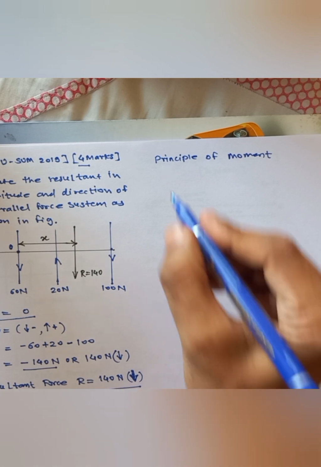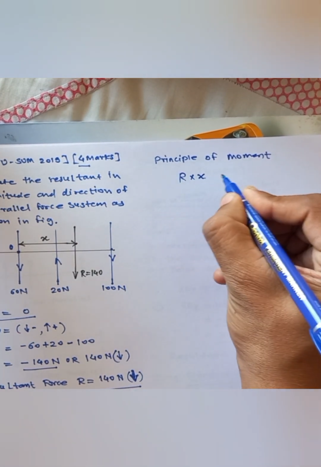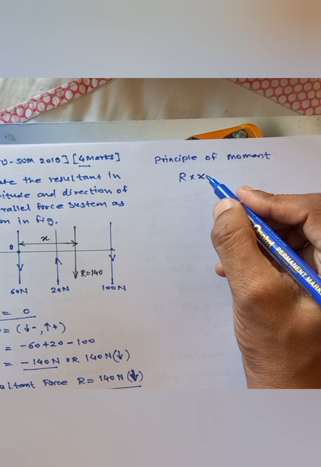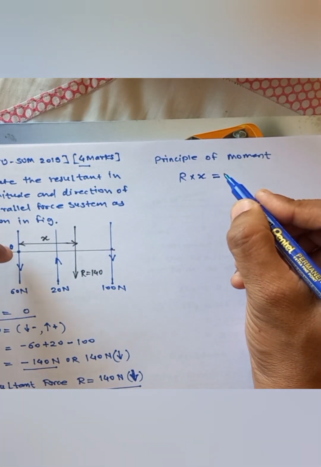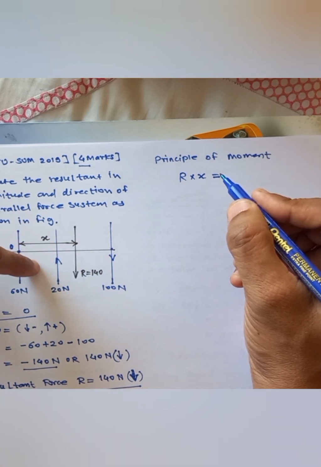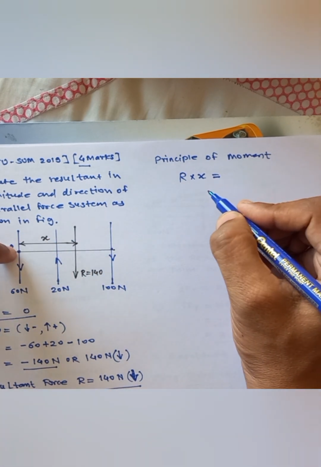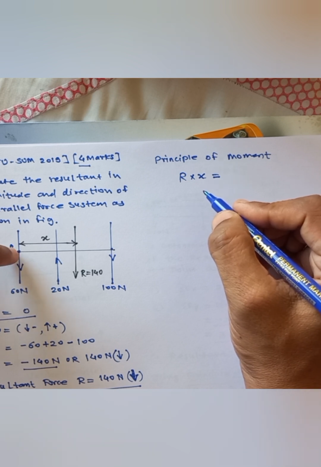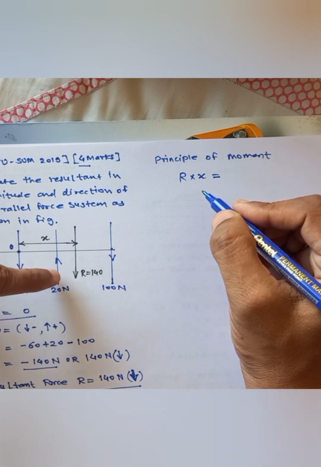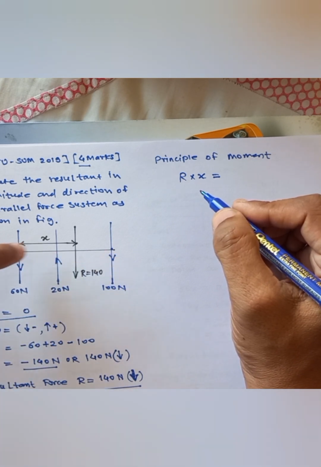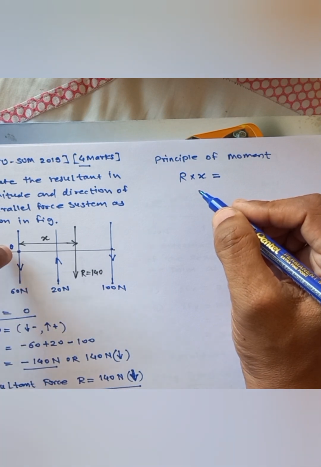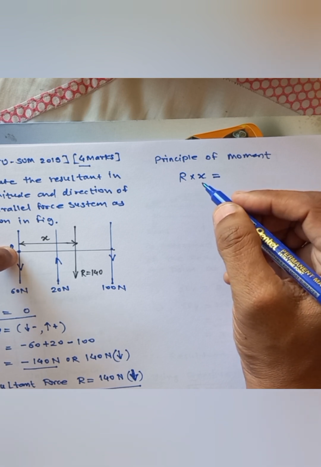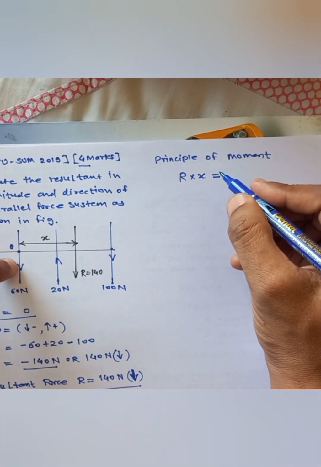R into x is equal to the moment of the other forces acting in the system about the same point. So now I have the forces, that is 20 Newton, then 100 Newton. The 60 Newton acts at the O point, so it has no moment, but still I am writing it for you. There is no need because it is 0 only.